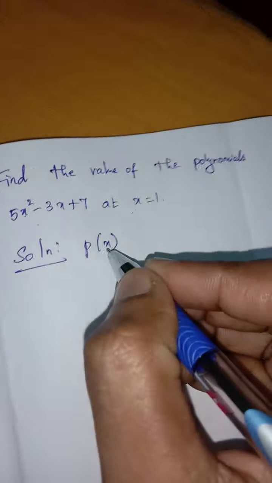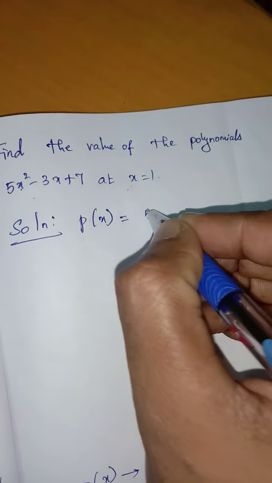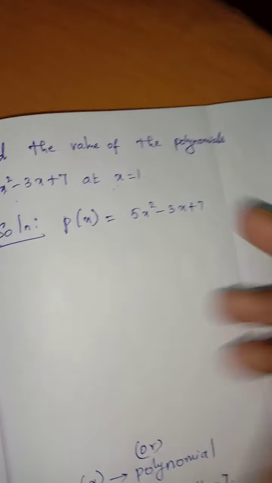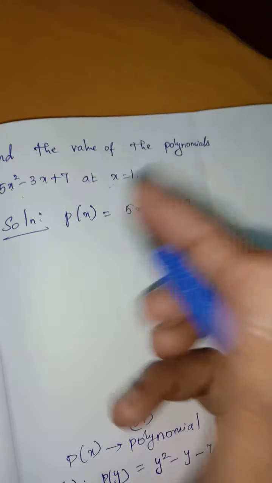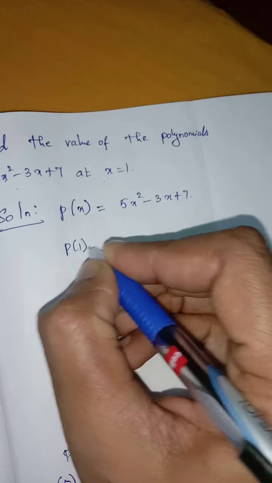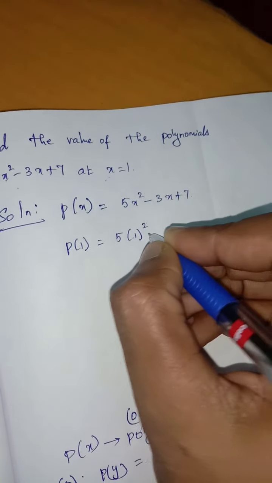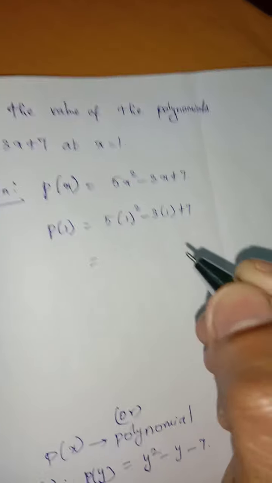Since the variable is x, we take p of x is equal to 5x square minus 3x plus 7. Instead of x, we want to substitute the value of x as 1. So p of 1 is equal to 5 into 1 square minus 3 into 1 plus 7. Just simplify, we will get the answer.